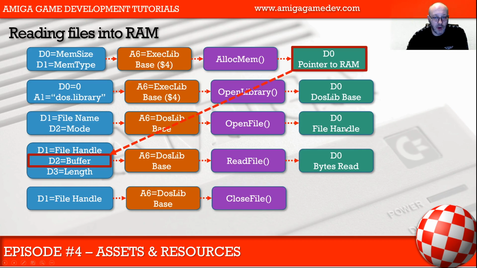And lastly, given that we've got the file open, we will typically want to then close the file. So what we'll do is we'll put the file handle in D1, as we've done with all the rest, and the DOS library base in A6 and call close file. And that is that.